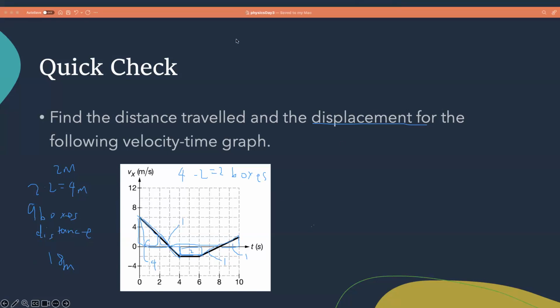Make sure to get practice with this. You can probably find some practice by going online and searching velocity time graph practice or something like that.